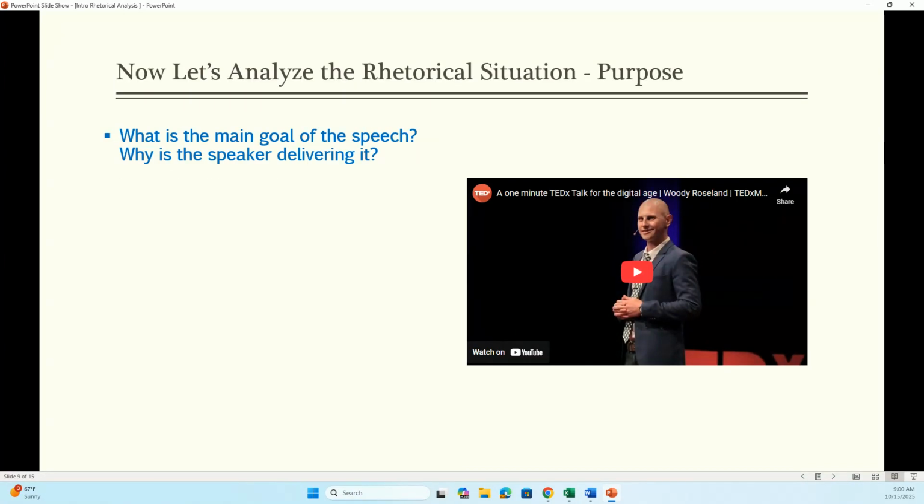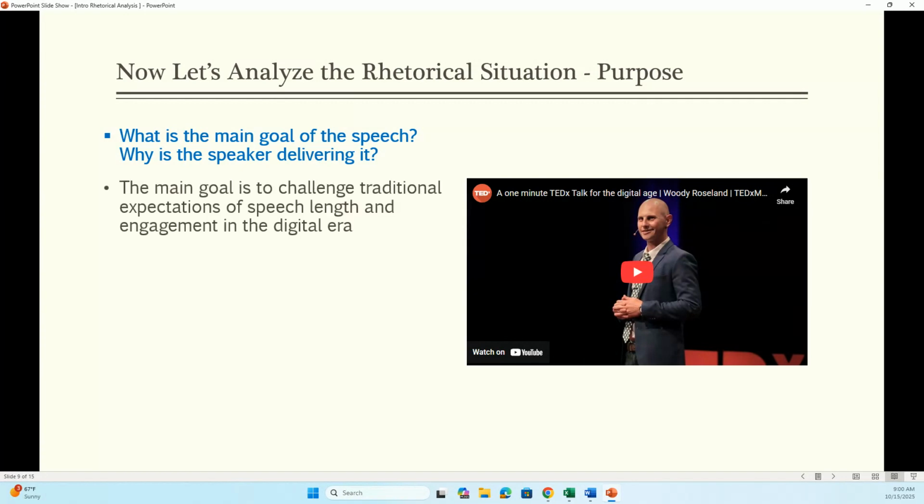Now, when we think about the purpose, this is where a lot of the meaning comes into play. When you first encounter this speech, you might say, what is going on here? What is this guy doing? What was the point of that, right? That's a good question to ask because that ties into purpose. So his goal is to challenge the traditional expectations of the type of speeches that you give in an environment like a TED Talk.